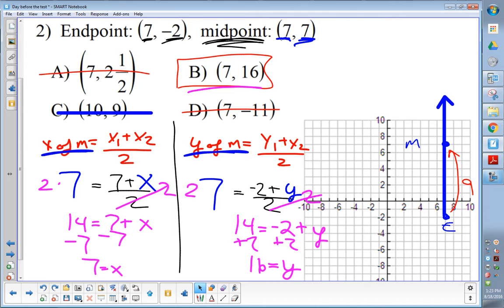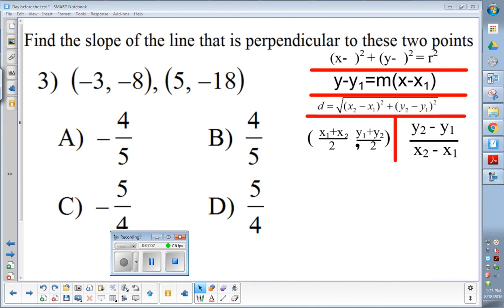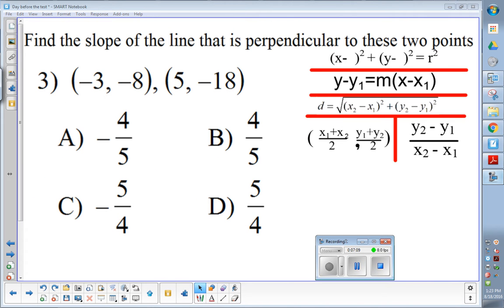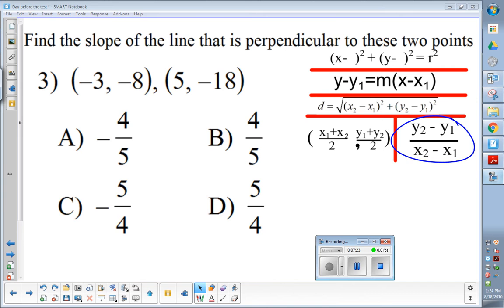Questions on finding an endpoint? You are finding the slope of the line that is perpendicular to those 2 points. You have 2 points here. You're trying to find a slope. Which one of these formulas up here are we going to use to find the slope? That one, the slope one, y sub 2 minus y sub 1. Do it.